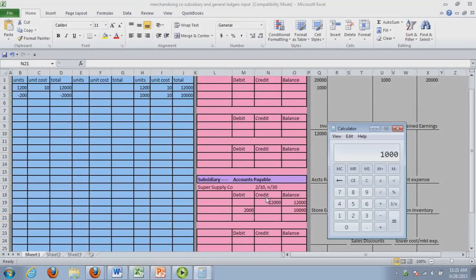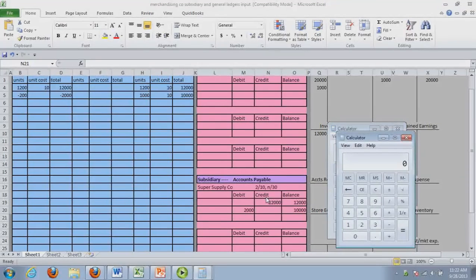So let's see what that discount would be. It's 10,000 times 2%. Make sure you put 0.02, or you'll take a big discount. So $200 off. So if we have 10,000 owed minus 200, we should be paying only $9,800. So this is going to require a compound entry because we have to reduce accounts payable by 10,000, or else if we use 9,800, we still show a balance of 200.